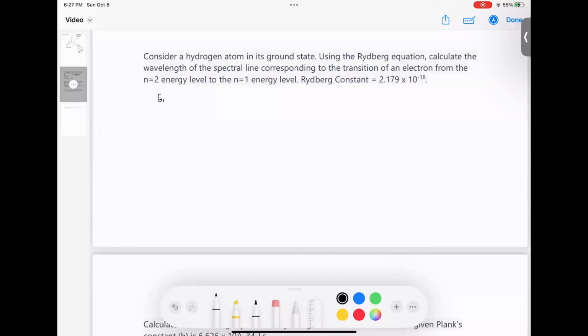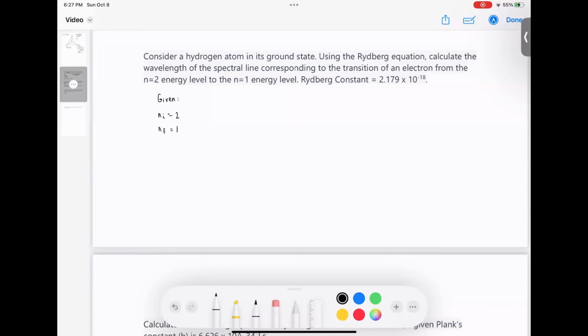Okay, so we know that we have the n equals 2 and n equals 1. It says transition of an electron from n equals 2. So that's where it's starting. So that's what's going to be our n_i. It's 2. And we know that we're ending up on 1. So n_f equals 1.